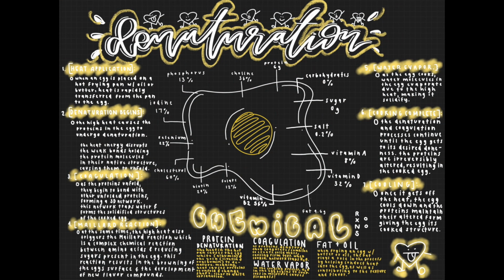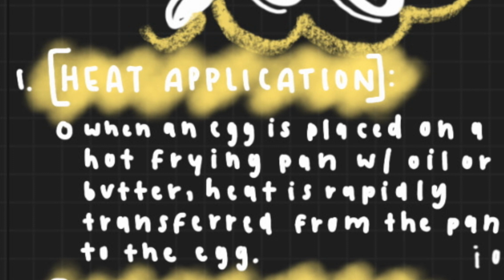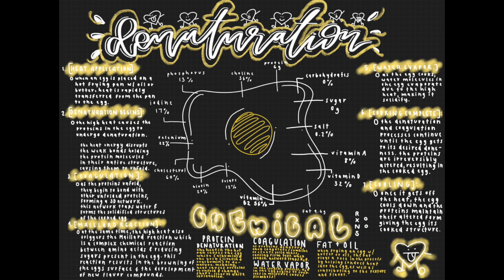Alright, so here's our infographic, and as you can see, the first step of denaturation is heat application, which is what Pa was explaining, which is when an egg is placed on a hot frying pan with oil or butter. Heat is rapidly transferred from the pan to the egg. These steps throughout denaturation are happening at the same time.